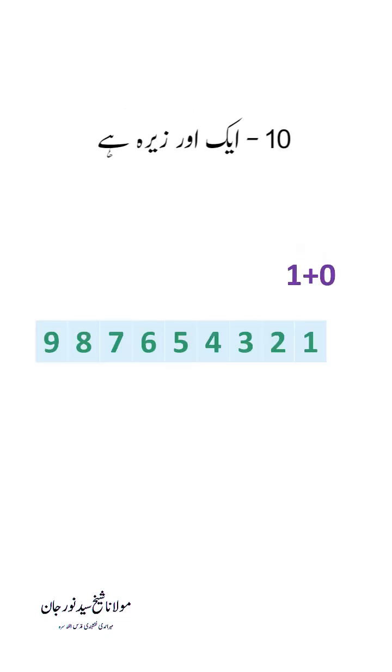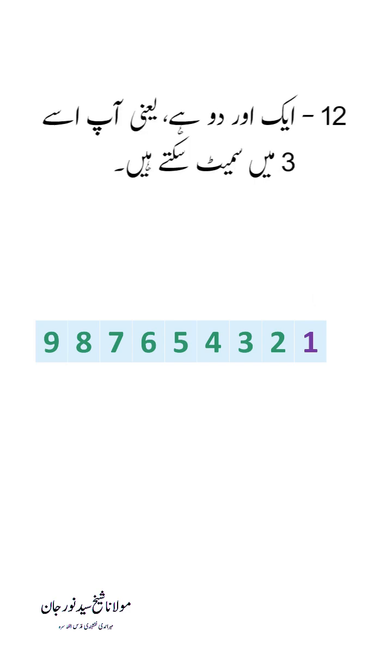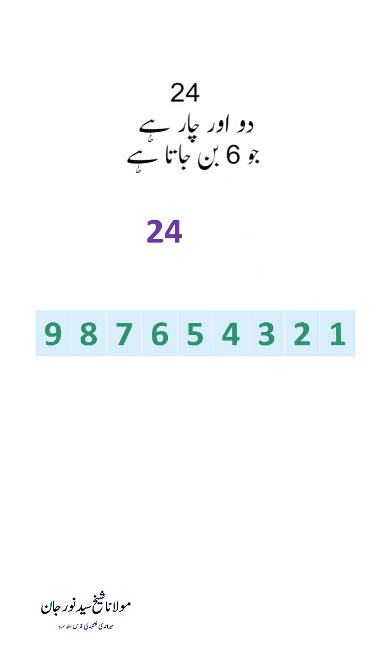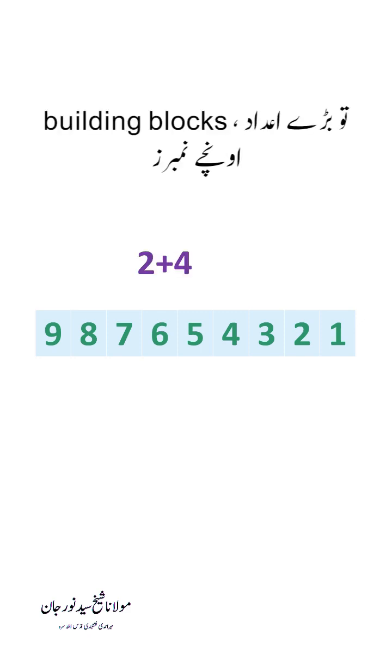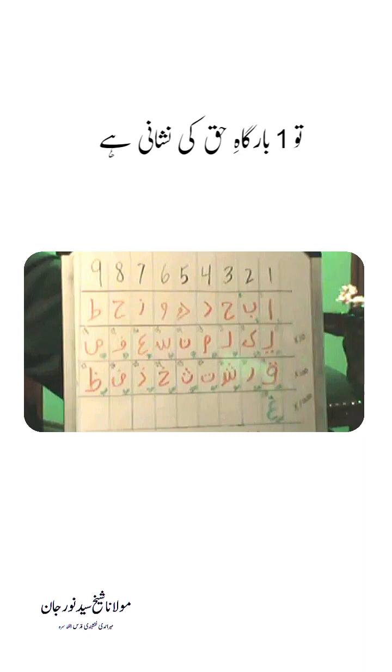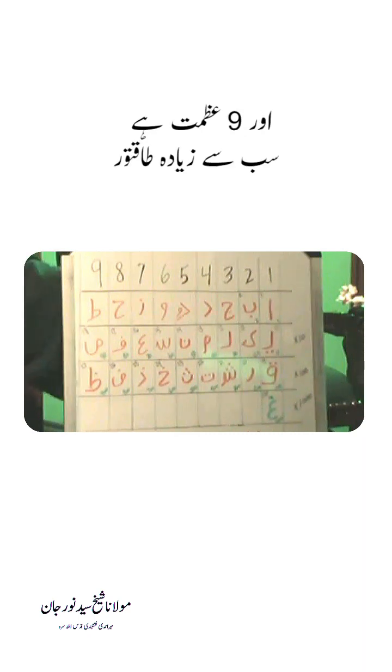10 is 1 and 0. 12 is 1 and 2, and you can condense it back to 3. 24 is 2 and 4, 6. So the highest building blocks of numbers is 1 through 9. Huwa al-Awwal, huwa al-Akhir. So 1 has to do with Divine Presence, and 9 with Azimat and the most power.